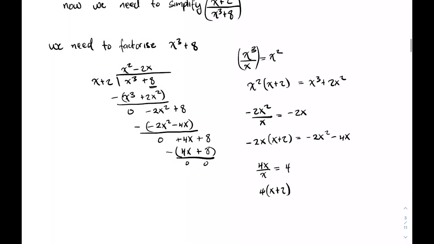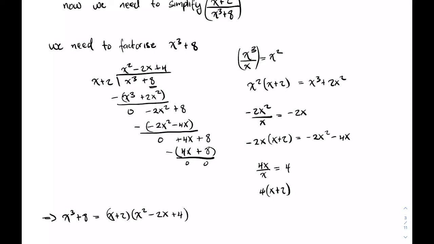So therefore, I'm missing my 4 right there. Therefore, I can conclude now that x cubed plus 8 is the same as x plus 2 times x squared minus 2x plus 4.